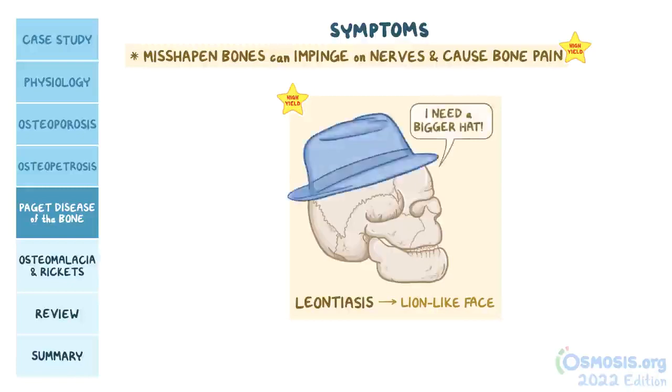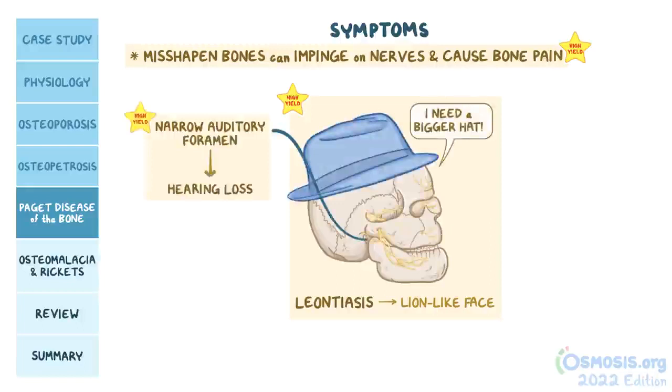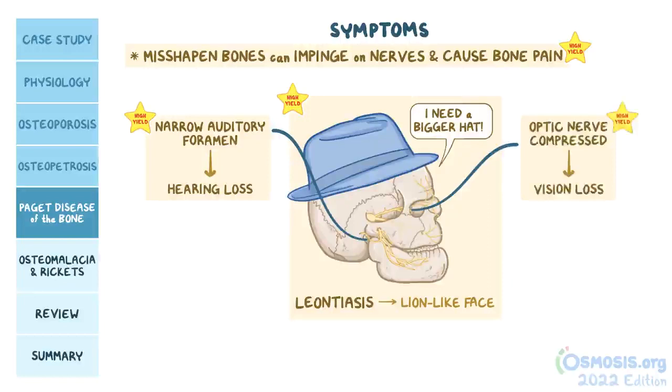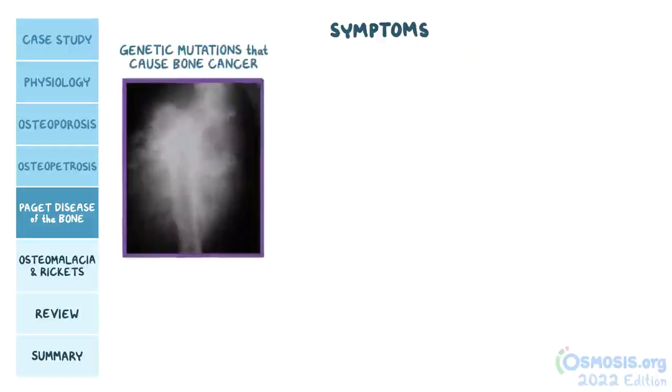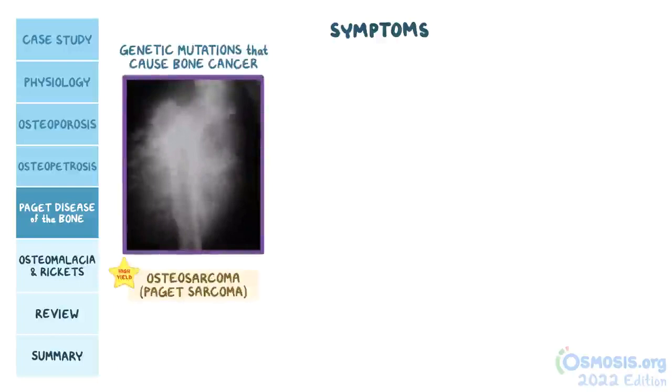The bony overgrowth can also narrow the auditory foramen and impinge on the auditory nerve, leading to hearing loss. If the optic nerve is compressed as it passes through the optic canal, there can be vision loss. Sometimes, the accelerated bony growth can lead to genetic mutations that cause a bone cancer called osteosarcoma, which in this case is called Paget sarcoma.